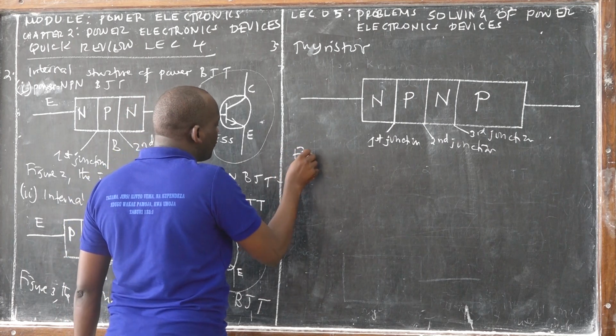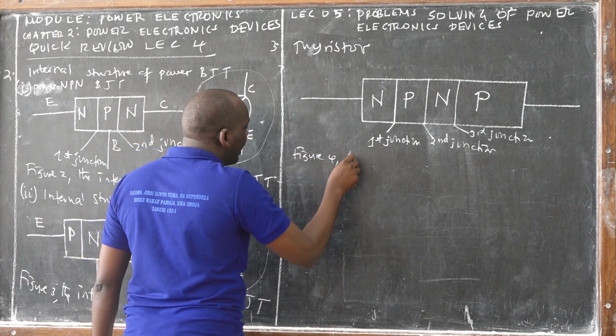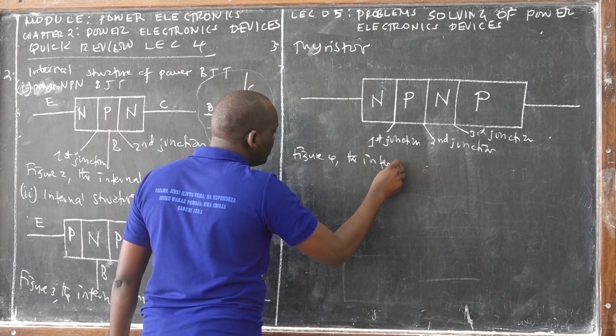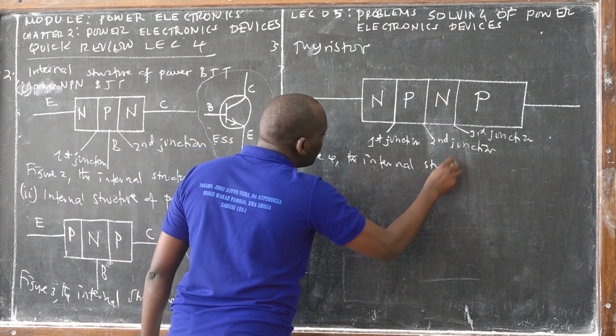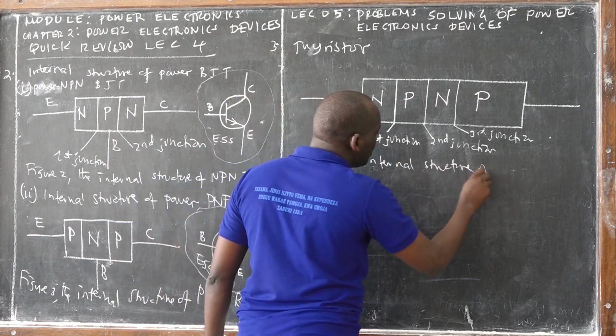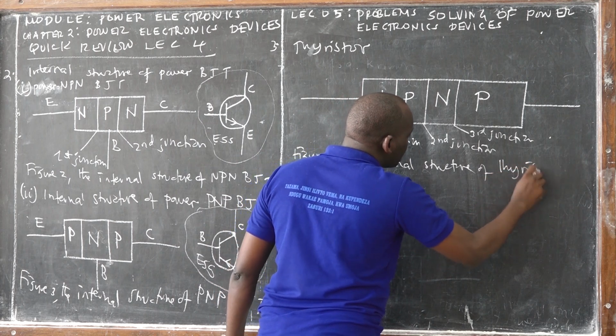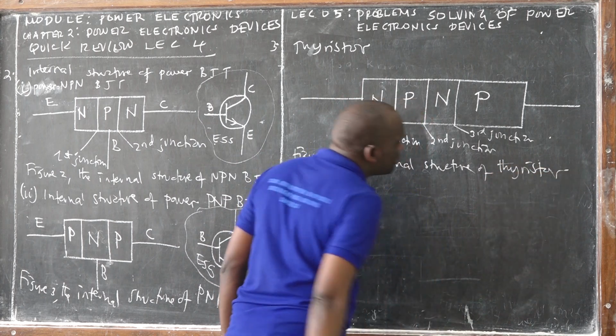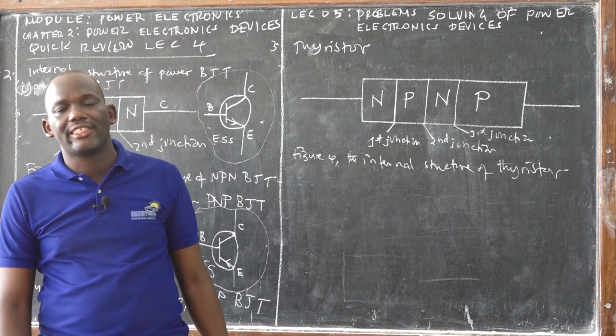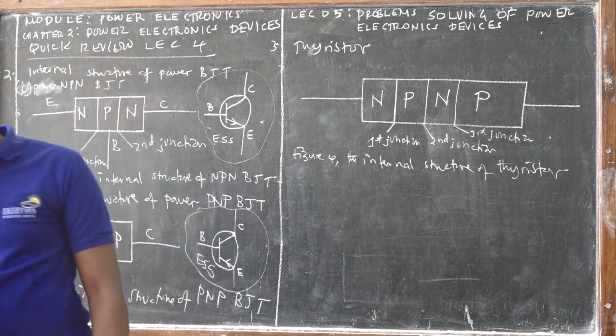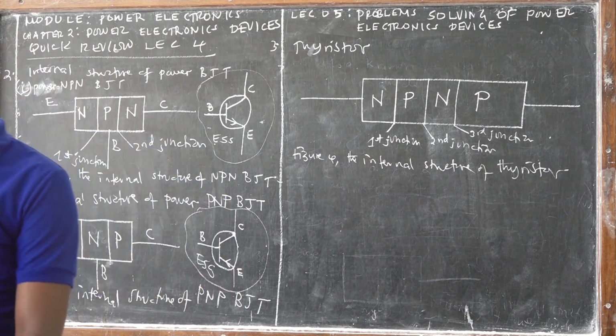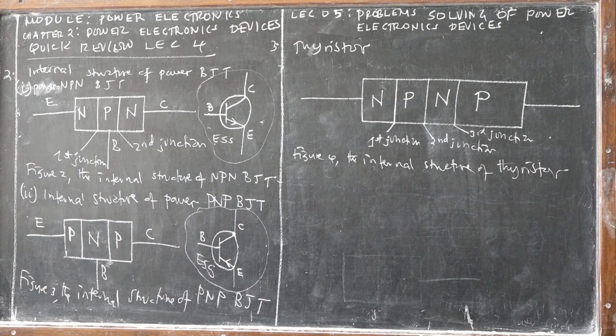So this is figure 4, the internal structure of a thyristor, whether it is a silicon control rectifier or some other thyristor. Remember, a thyristor also has its electronic schematic symbol.